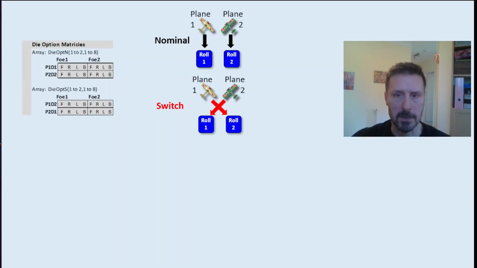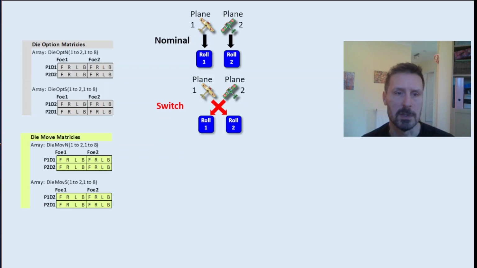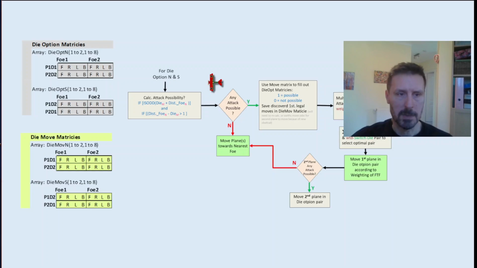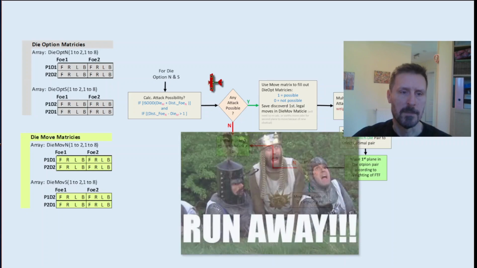We can also down select from our giant attack move matrix to build the corresponding movement matrices for these two option matrices. We can start to think about a global algorithm where we optimize dice usage and take care to have planes that cannot attack move into a so-called staging position or even run away.